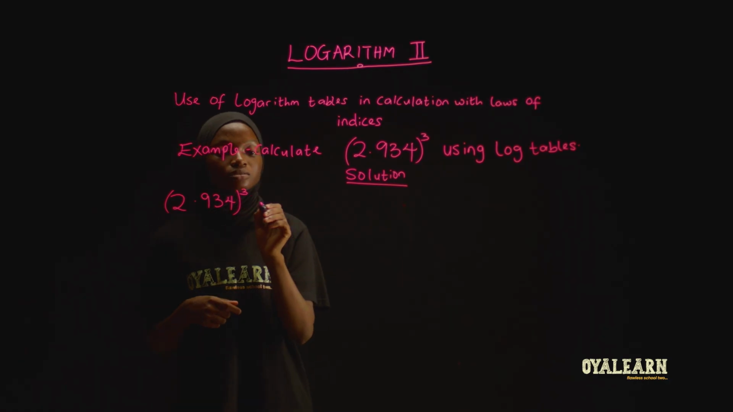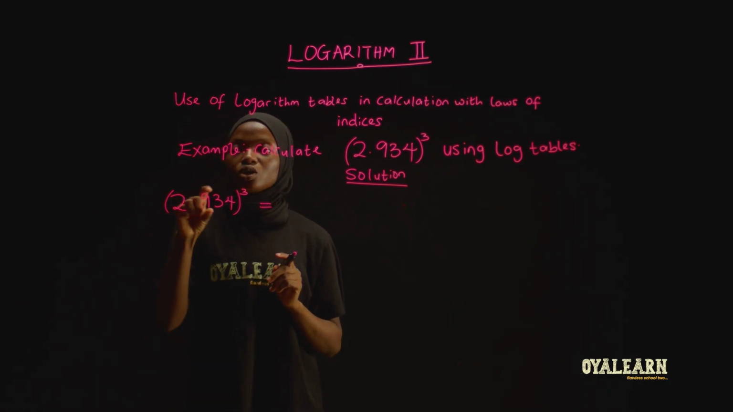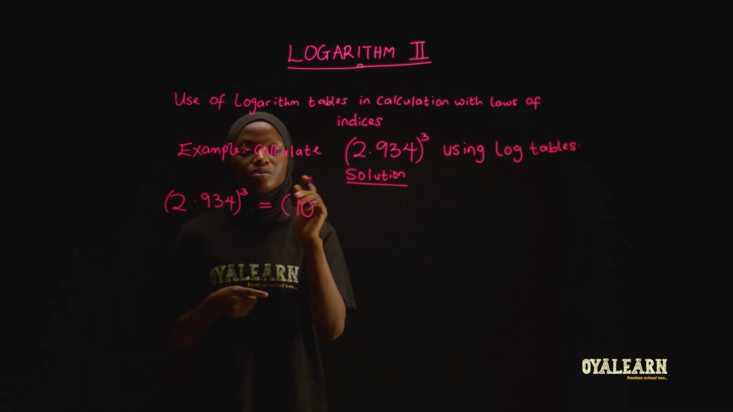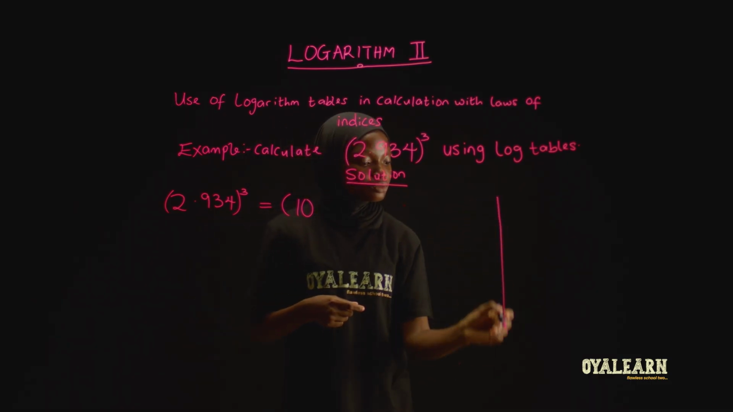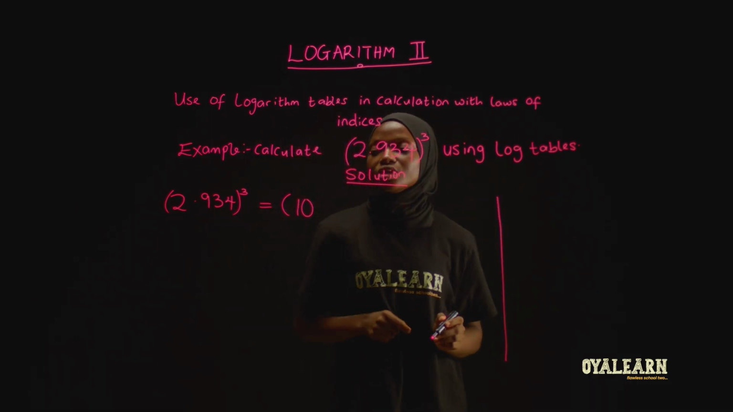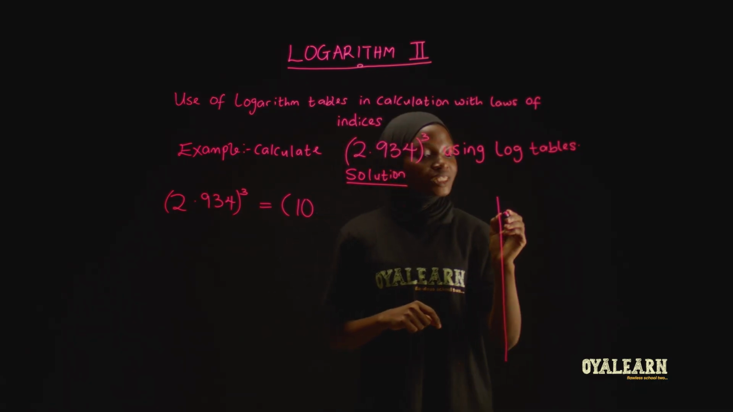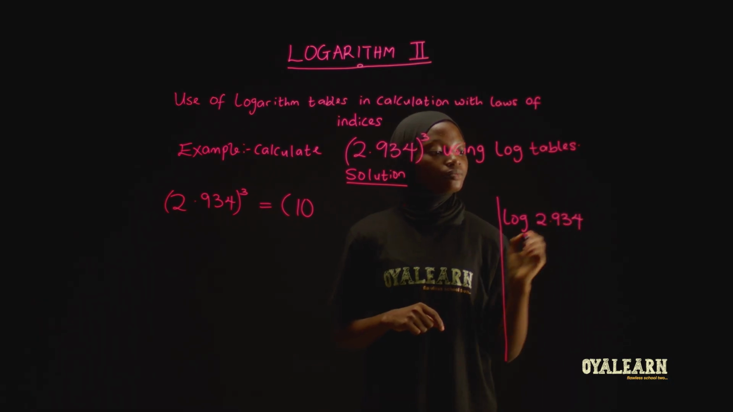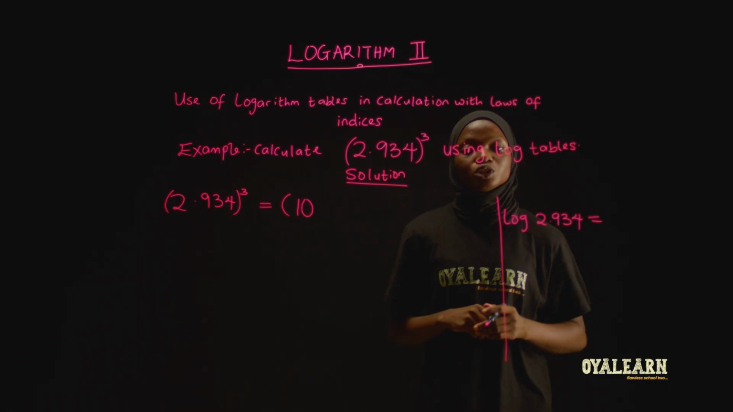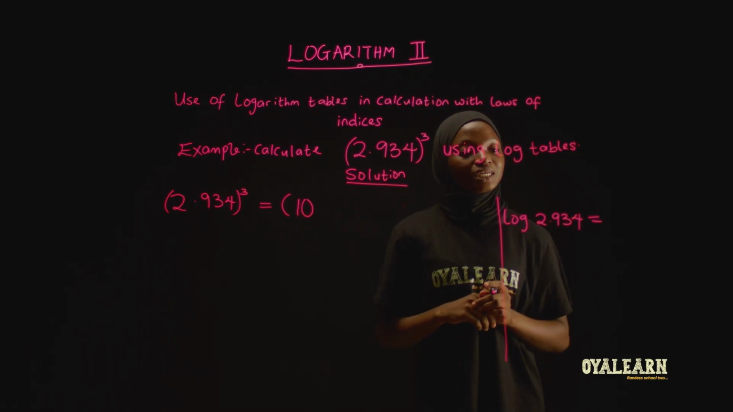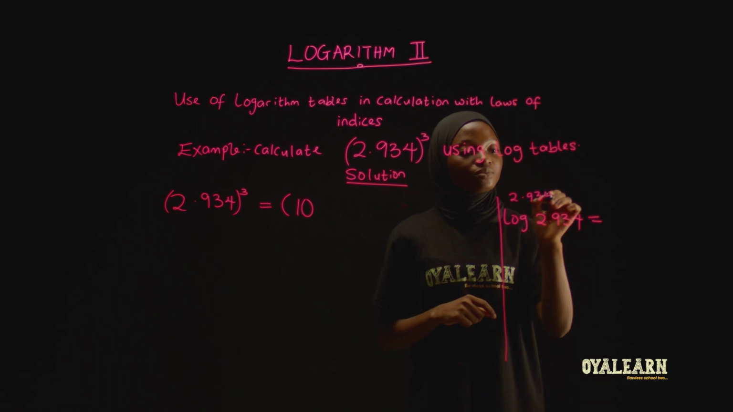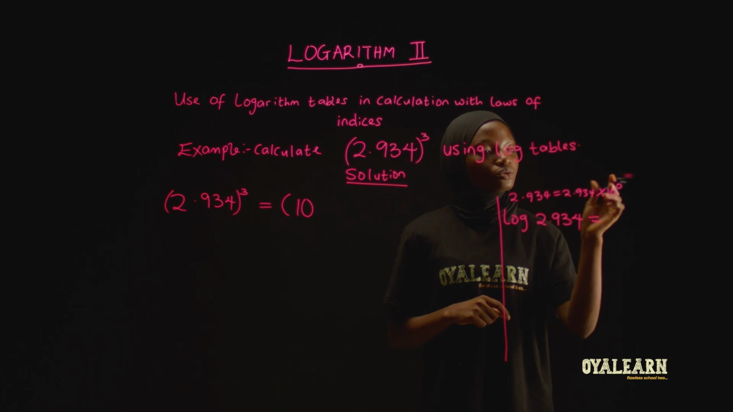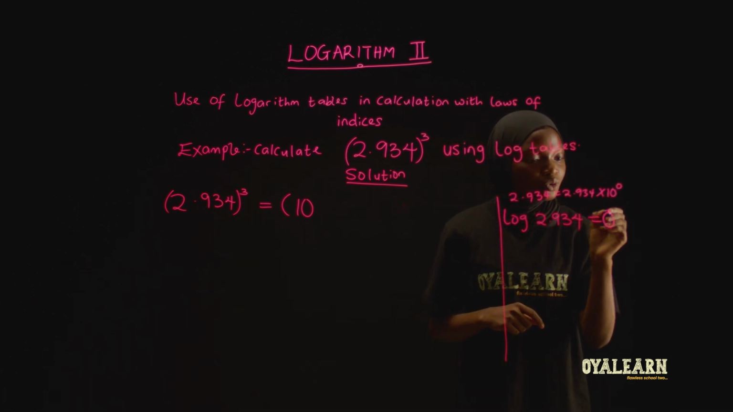Now the first thing, we express this as 10 raised to the power of a particular value. So we have 10 raised to the power of, now let's figure that out. To find what value we need to have here to give back 2.934, we take the logarithm of 2.934. Now to do this, for the integer part, for the whole number part, we express this in standard form. 2.934 equals 2.934 times 10 raised to the power of 0. So the integer we'll be writing down here is 0.